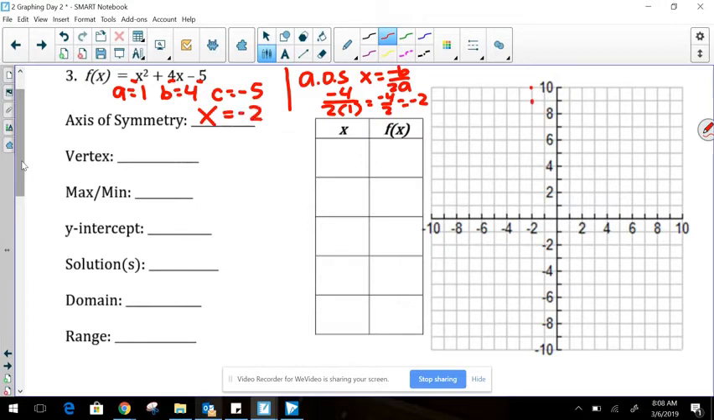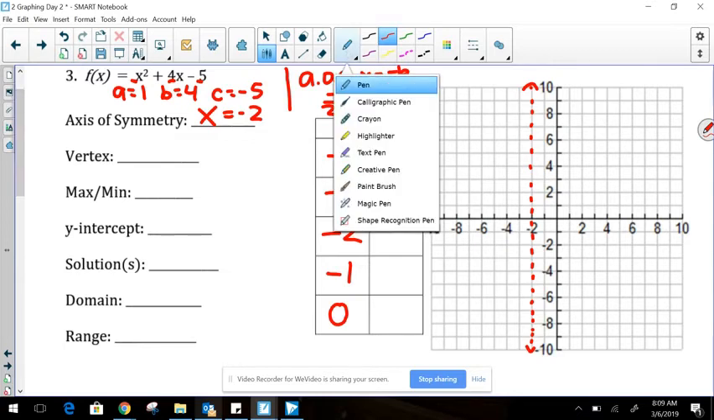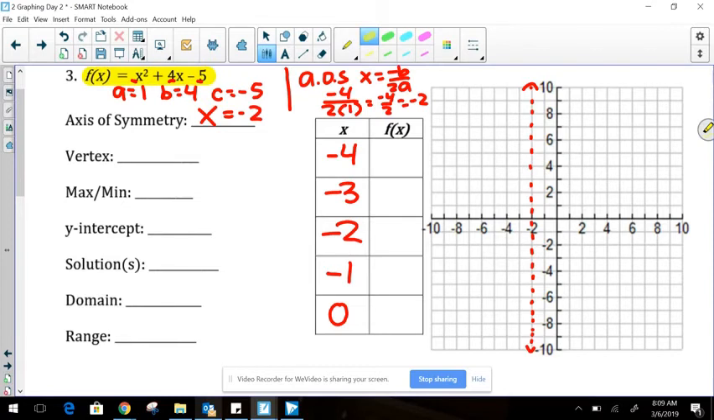Oh, I need to draw that on my graph. I think I forgot to on the last one, didn't I? Make sure you draw that dotted line on there. That's where you can fold the graph in half. Now this negative 2 is the middle number of my table. Subtract 1 more, add 1 more. Now I'm going to plug into my equation. Again, I'm going to highlight it so we're not confused on where I'm getting these numbers from.